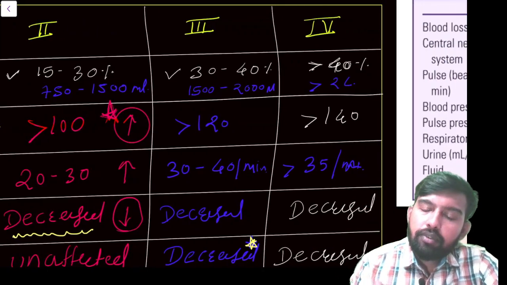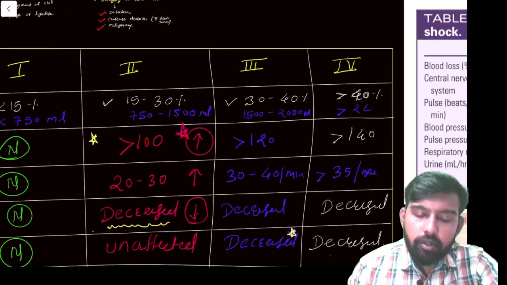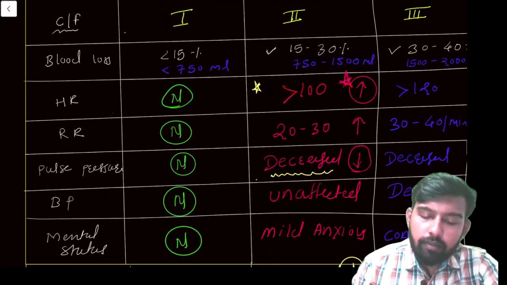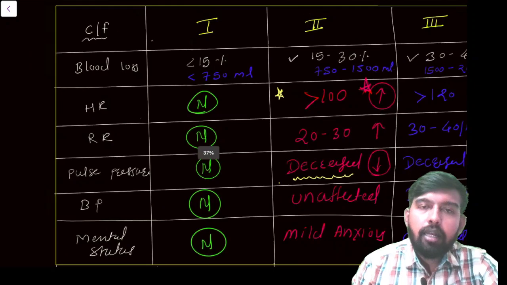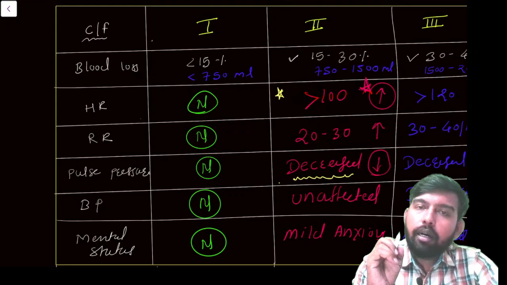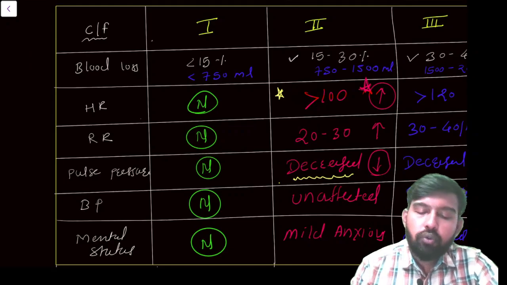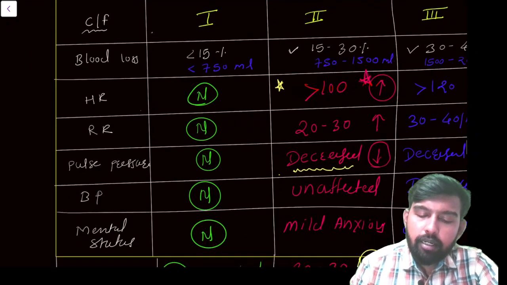And in class 4, it is more than 2 liters of blood loss. So let's see the characteristic features in class 1. Class 1 is a shock due to a very small amount of blood loss, that is less than 15%. Usually it is like a blood donation.